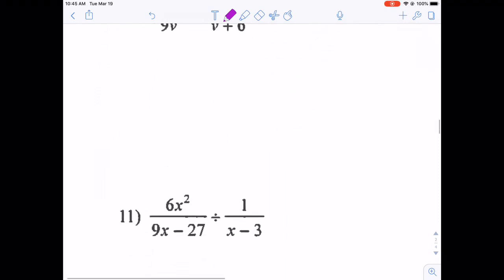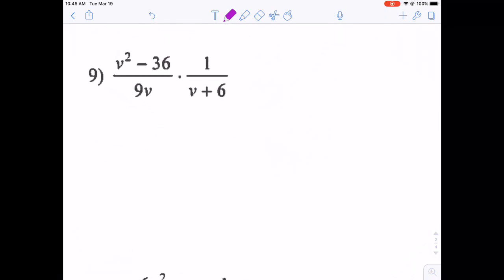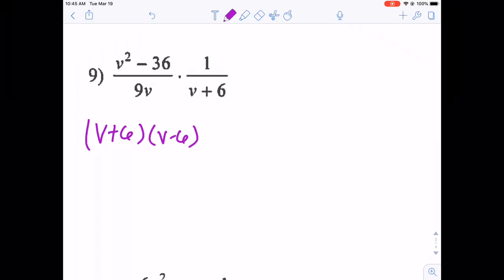With number 9 and just number 9 here. So first thing we're going to do is, of course, factor. Looking at this first fraction, that numerator is v plus 6 and v minus 6. That's that difference of perfect squares. Anytime you see a letter squared minus something else, assume it's going to be this difference of perfect squares. Use your square roots. 9v times 1 over v plus 6.